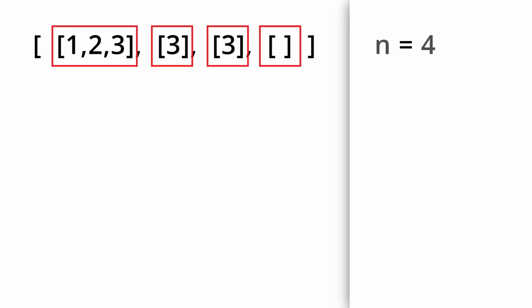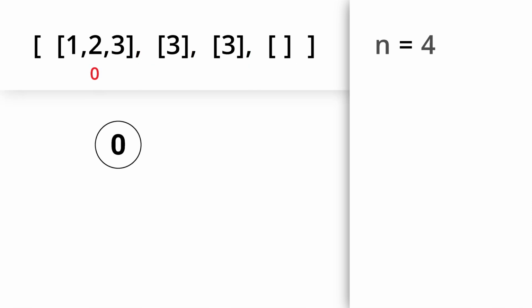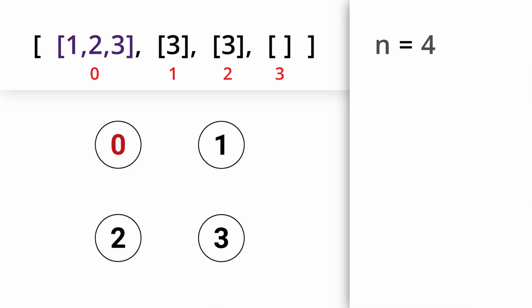We are given a directed acyclic graph of n nodes in the form of an array of arrays. That is, if the given graph is this, then we have total number of nodes n equal to 4. And these nodes are labeled from index 0 to n minus 1. Here, from node 0, we have directed edges to the nodes 1, 2 and 3.